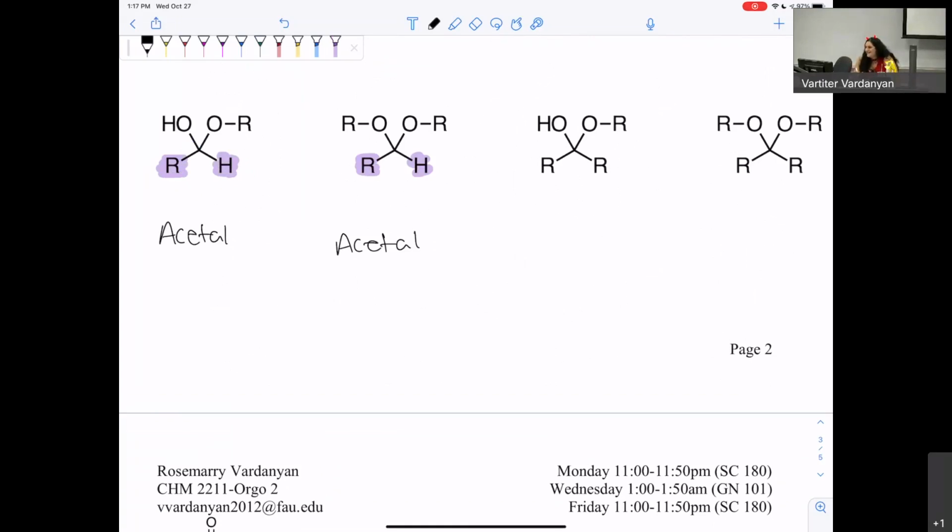Yes, that's what I was getting to next. No, that is completely okay. That was a good segue. So how did you know that one was a hemi versus the other one was not? Yes, so one of them has an OH and the other one is an OR, versus the second one is 2 OR groups. So this guy is just an acetal because there's 2 ORs. This one is going to be a hemiacetal because there's an OH present.